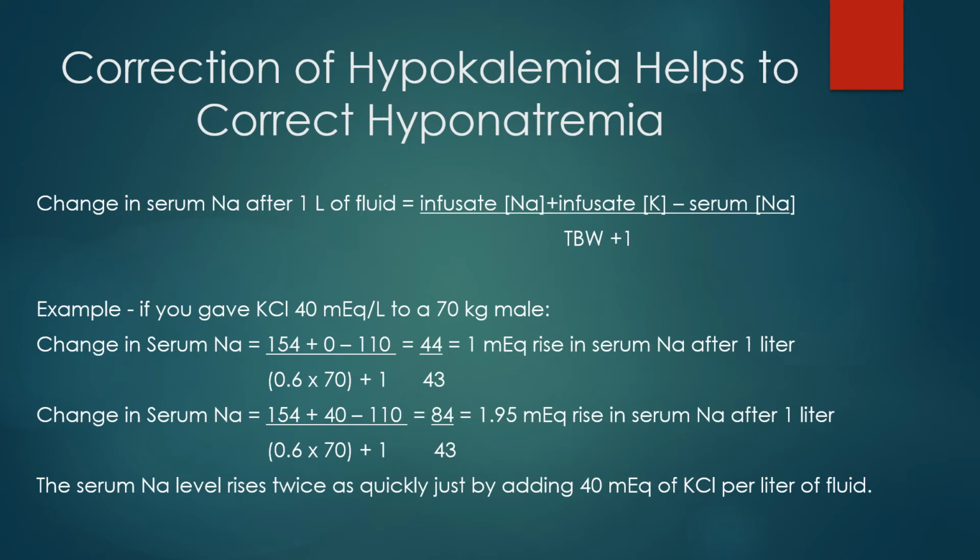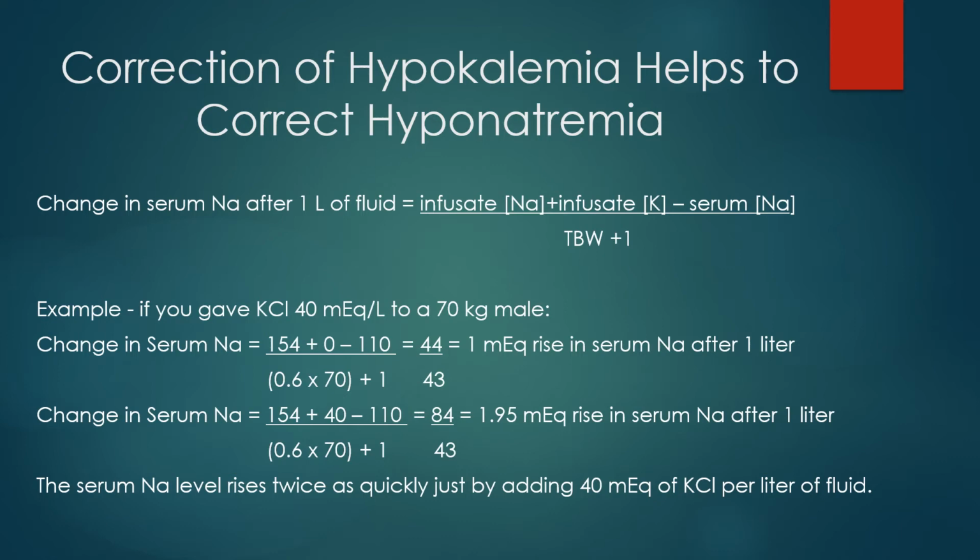correction of the hyponatremia. To help you understand this, let's say you give 1 liter of normal saline to a 70-kilo male with a sodium level of 110. The change in serum sodium level will be 1 milliequivalent, so the serum sodium will end up at 111 milliequivalents per liter. But if you now add 40 milliequivalents of KCl per liter of normal saline, then giving a liter of this will lead to about twice the change in the sodium level, or 2 milliequivalents, where the serum sodium level will end up at 112 milliequivalents per liter.